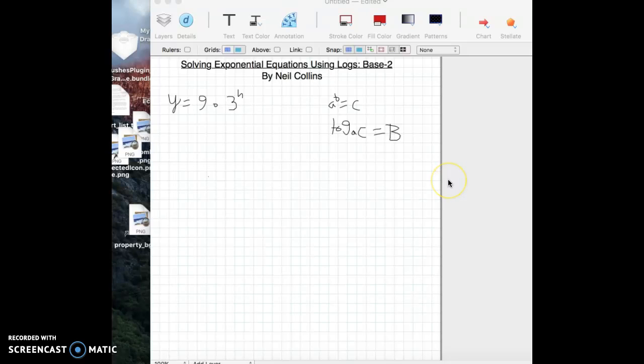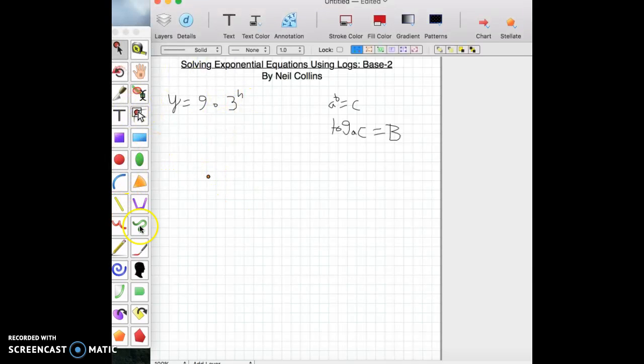Hello, so today we are doing the math lesson on solving exponential equations using logs base 2. First off, we're going to start with this equation, y equals 9 times 3 to the h power. We need to solve for this h right here. So we're going to start by putting in a y value, so this equation is solvable.